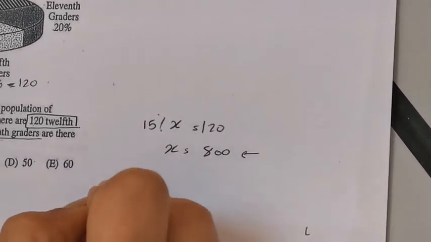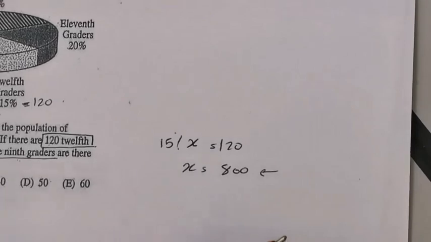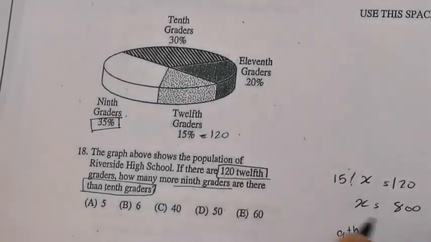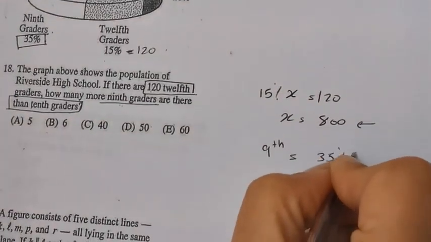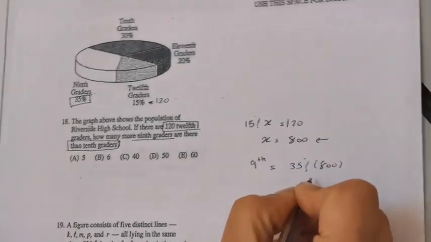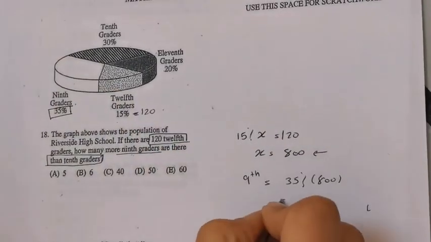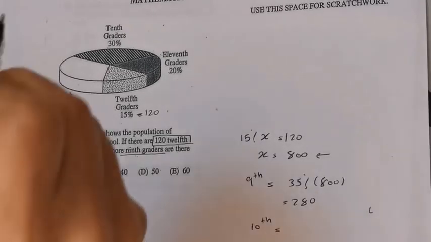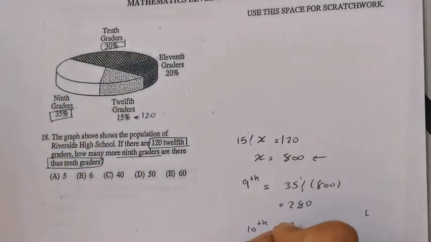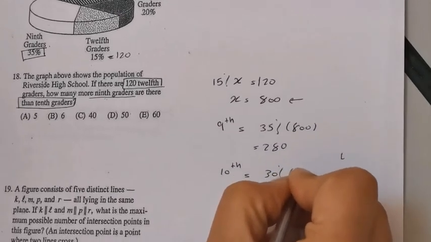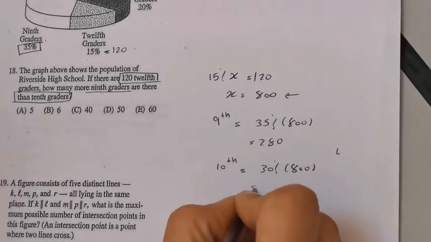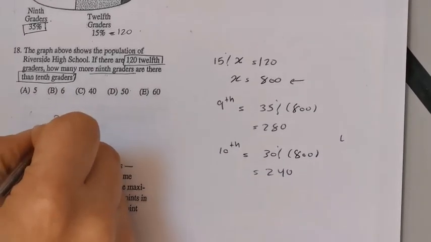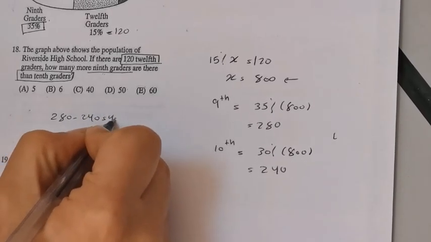Since I have the total number of students, I can find the 9th and the 10th graders. Let's start with the 9th grade, which is 35%. So 35% of 800 is 280. Now the 10th grade represents 30%, so it's 30% of 800. The answer is 240. Now I need to subtract them to find the difference: 280 minus 240, the answer is 40.